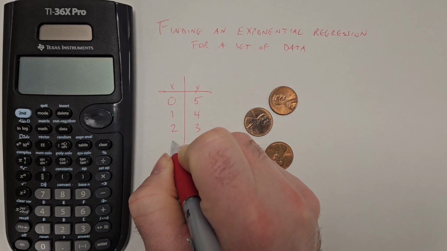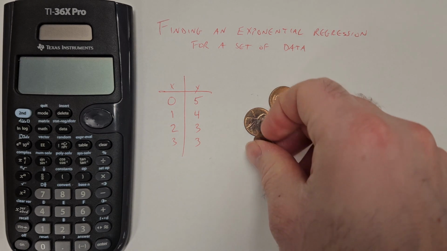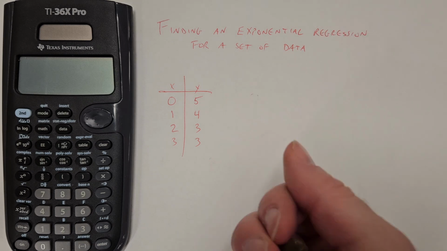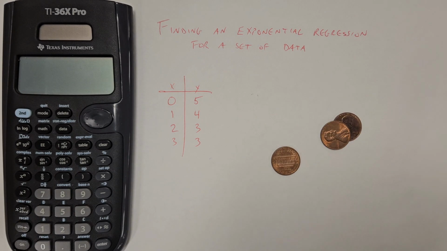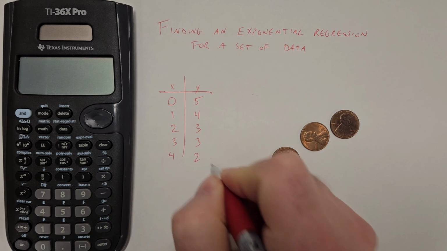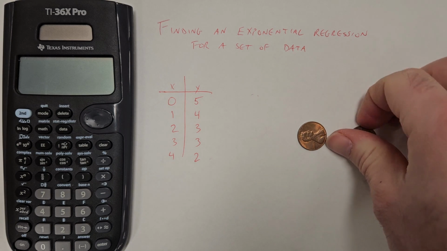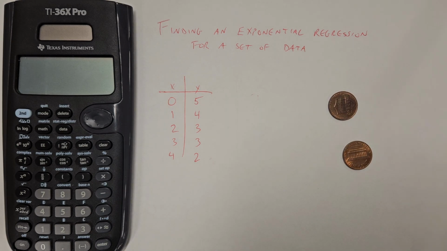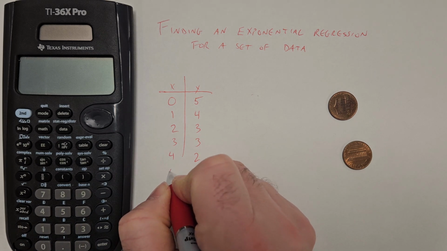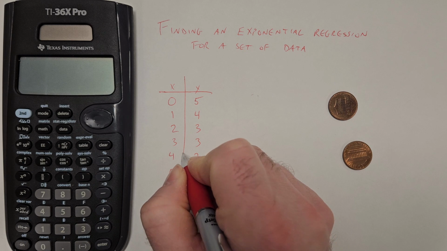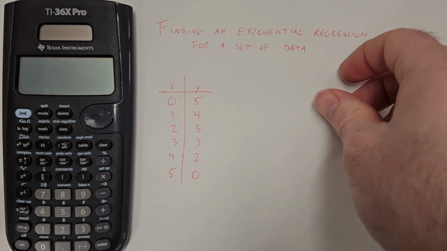Still all heads. So after 3 flips, I still have 3 coins. Hopefully this doesn't go too much longer, but let's see what we've got. All right, there is 1 elimination there. After 4 flips, we're down to 2 coins left. How long will they last? All right, and then they're gone. So the 5th flip results in 0 coins left. Try saying that 3 times fast.